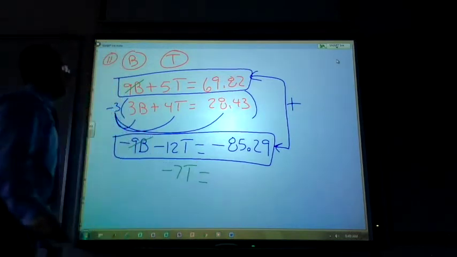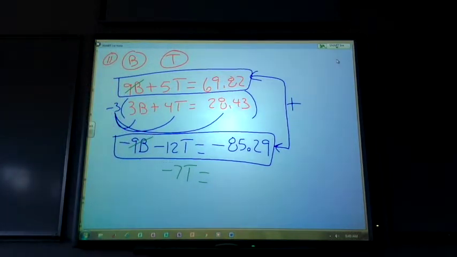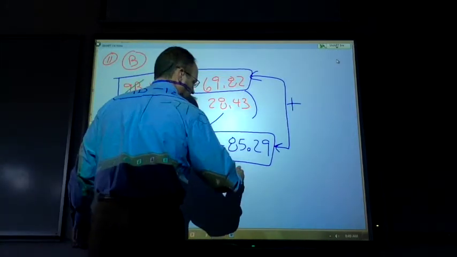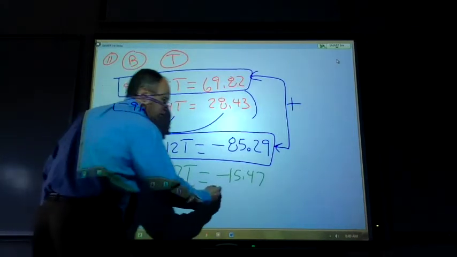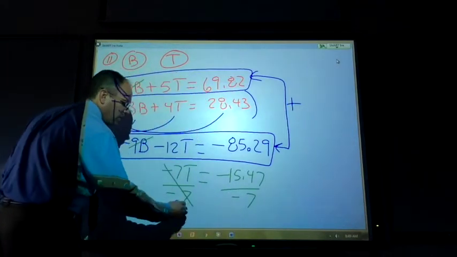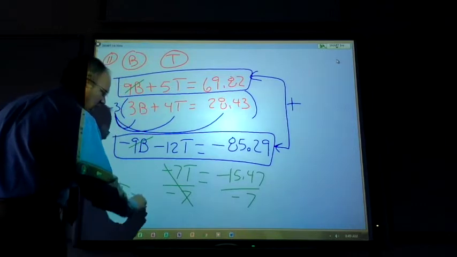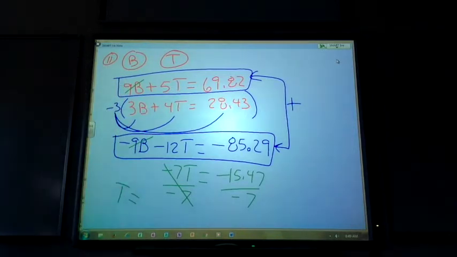I need help from someone with a calculator. 69.82 minus 85.29. Negative 15.47. Okay, let's divide each side by -7. Negative over negative is positive. I wind up with T equals 15.47 divided by 7.